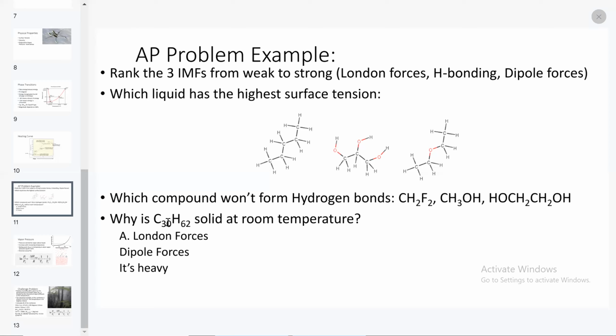So why is C30H62 solid at room temperature? So what causes this? What is responsible for its solidity?